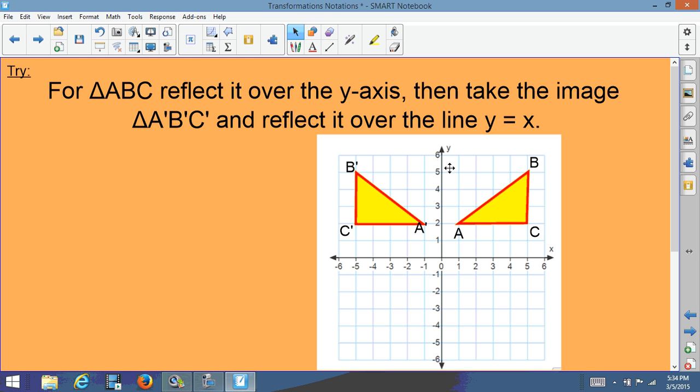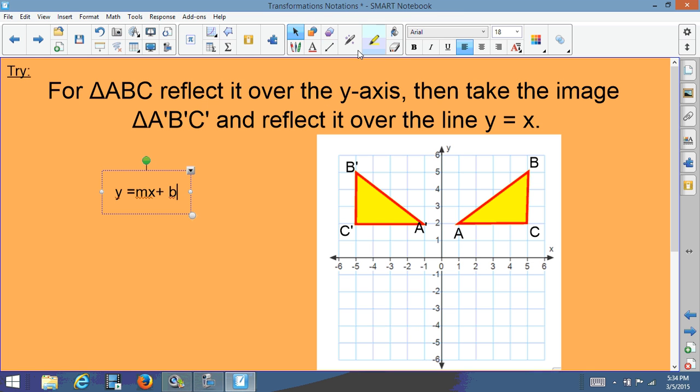Now, we have to reflect over the line y is equal to x. If you remember, when we were dealing with slope, we had a formula for the slope-intercept form of the equation, y equals mx plus b, where m was our slope, which is the coefficient of the x, and that tells us how many boxes to go up and down, and we would graph our points.